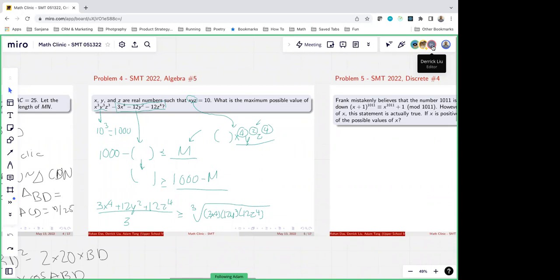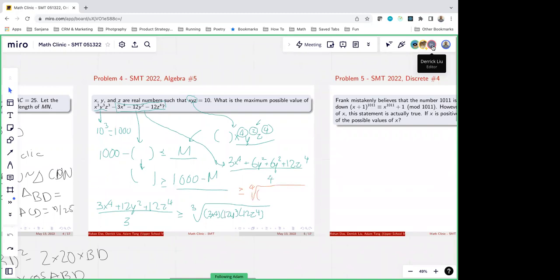In this case, it works out as follows. We just split it in half. So 3x to the 4 plus 6y squared plus another 6y squared plus 12z to the 4. And this over 4 now, because there are 4 terms, according to AM-GM, is greater than or equal to the 4th root of the product of these terms.